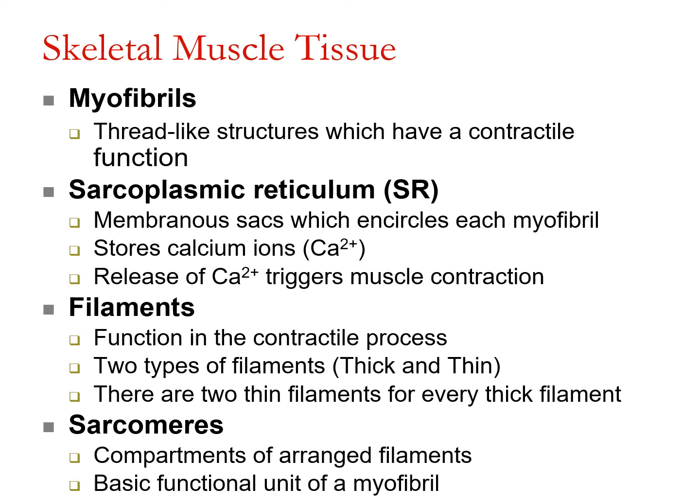The myofilaments are the structures within the myofibrils that function in the contractile process. So they are protein filaments, thick and thin. The thick filaments are predominantly myosin protein, and the thin filaments is where you find the actin protein along with two regulatory proteins. The arrangement of the thick and thin filaments create repeating units along the length of the myofibrils called sarcomeres, and they are also responsible for the visible striations in skeletal muscle and cardiac muscle tissue.